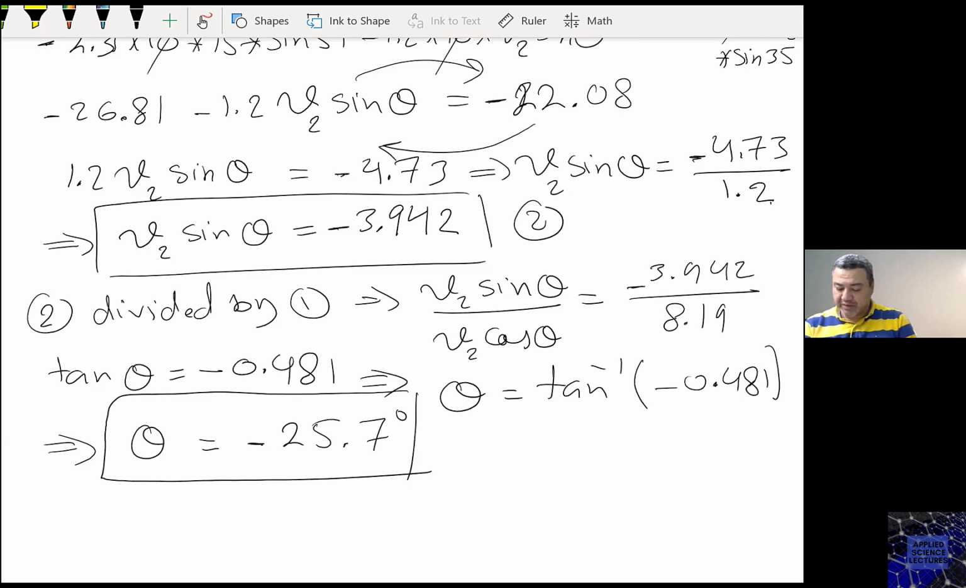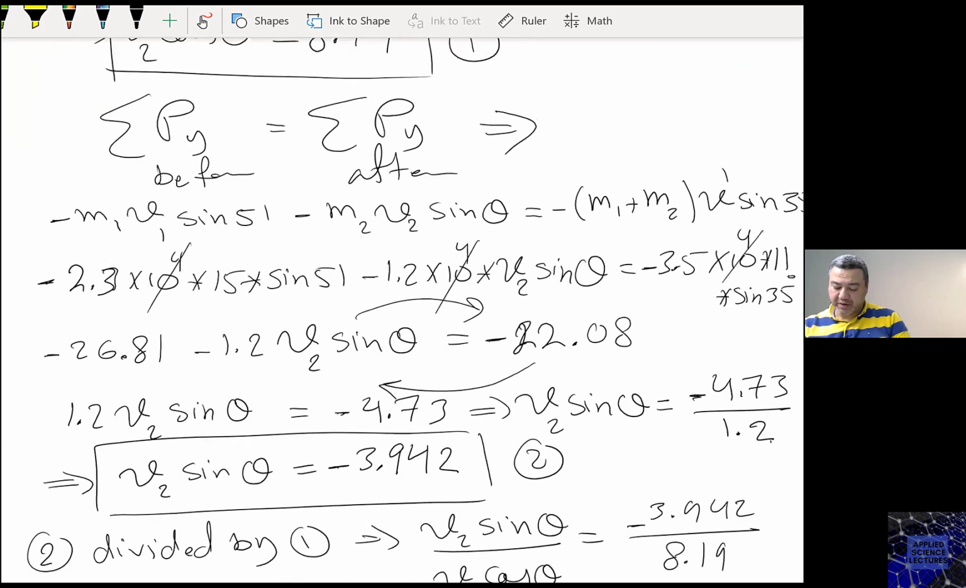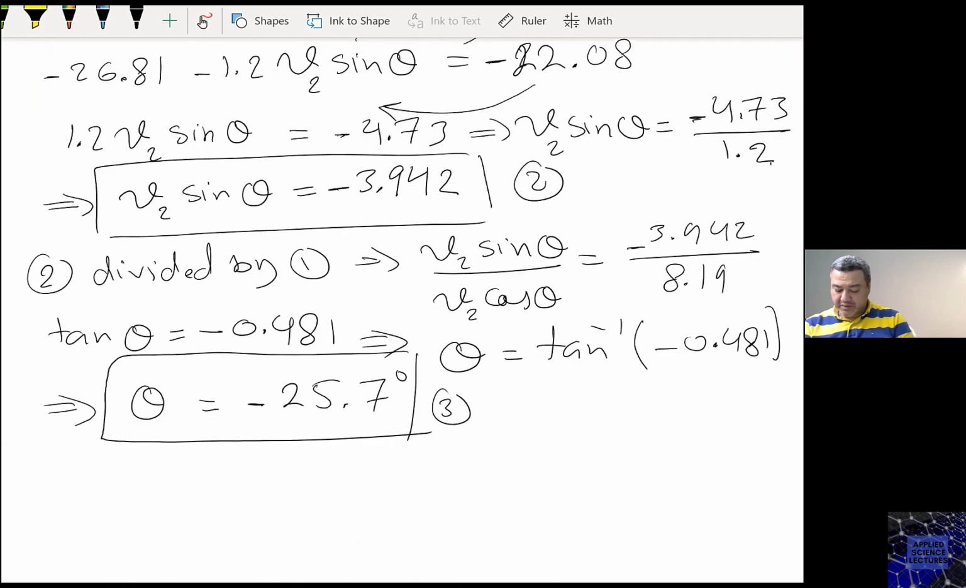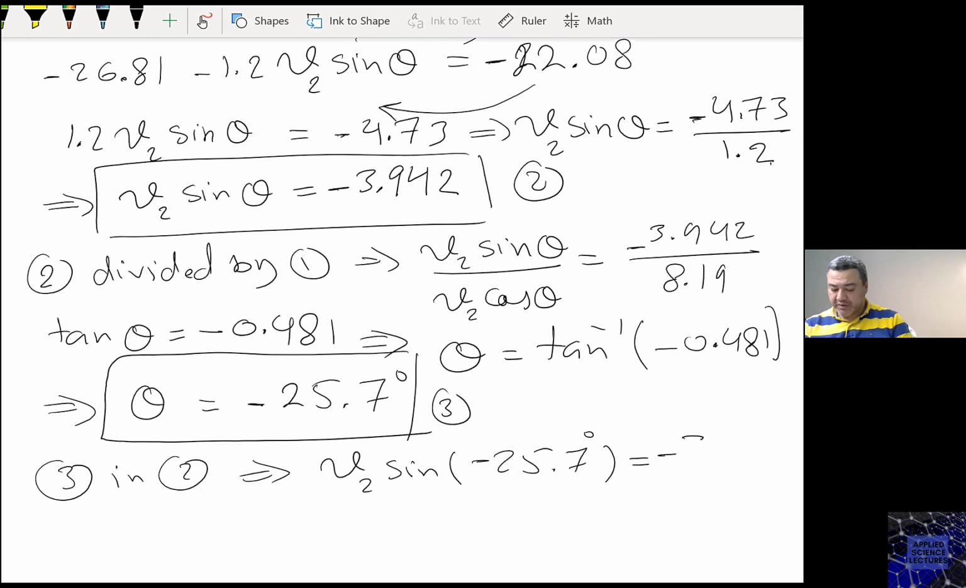Now, if you want to calculate V2, then from equation 2, V2 sine minus 25.7 degrees equals minus 3.942, then V2 equals 9.1 meters per second.